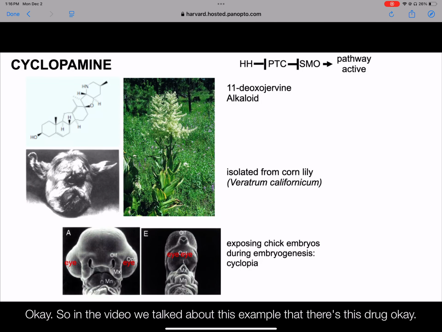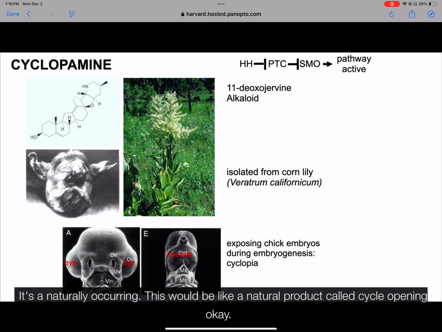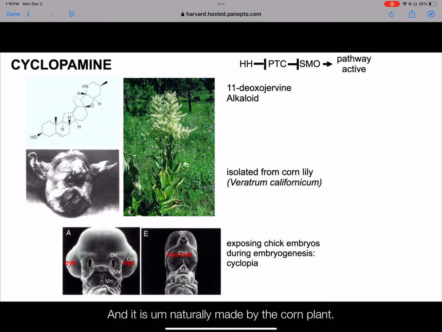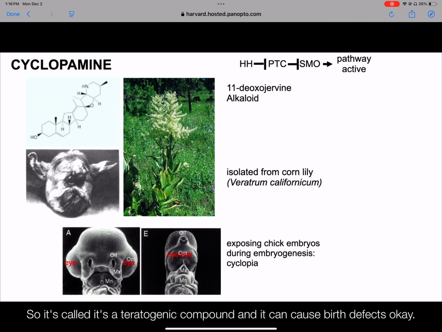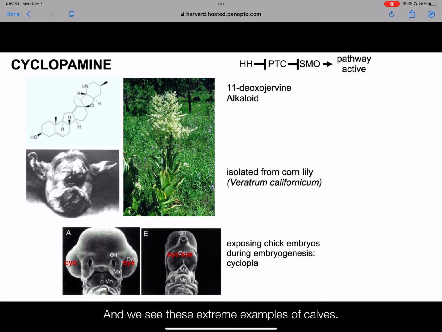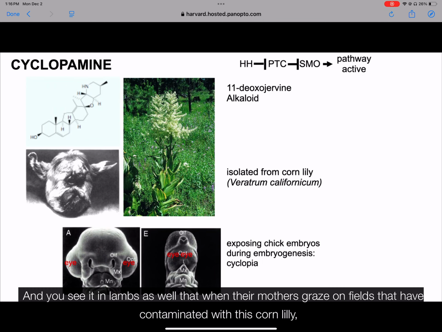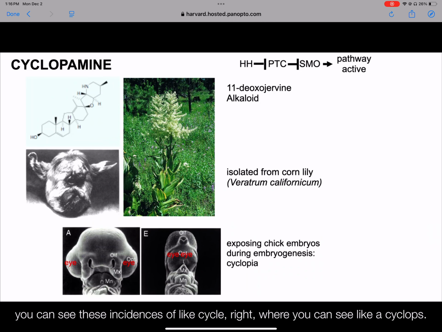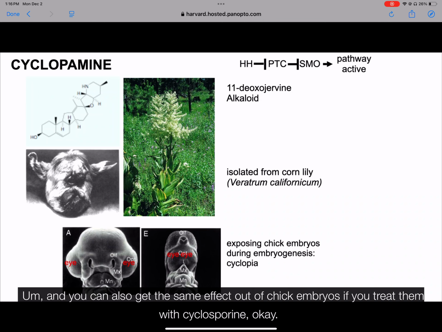Okay. So in the video we talked about this example that there's this drug. It's naturally occurring, so this would be a natural product called cyclopamine. Okay, and it is naturally made by the corn lily plant, right? And we saw these extremes, so it's a teratogenic compound, meaning it can cause birth defects, okay? And we see these extreme examples of calves, and you see it in lambs as well, that when their mothers graze on fields contaminated with this corn lily, you can see these incidences of cyclopia, right? We can see like a cyclops. And you can also get the same effect in chick embryos if you treat them with cyclopamine, the drug.